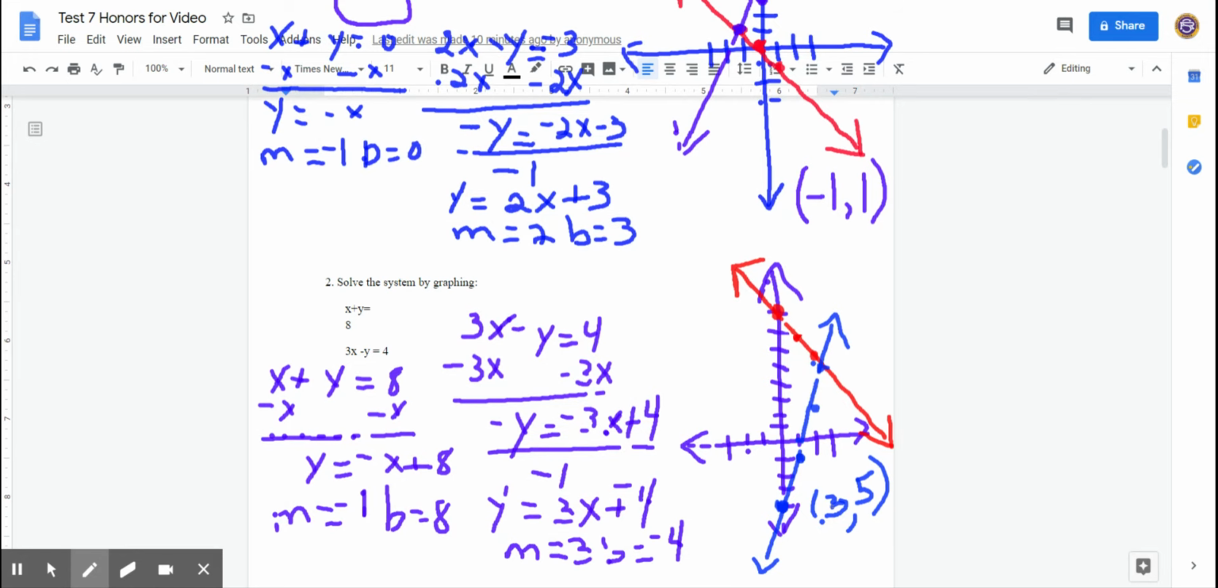Yes, it does. And substituting the 3 and the 5 into the second equation, I would get 9 minus 5 equals 4, which is true. So again, a quick check that you can do in your head to make sure that you have the right ordered pair for your solution.